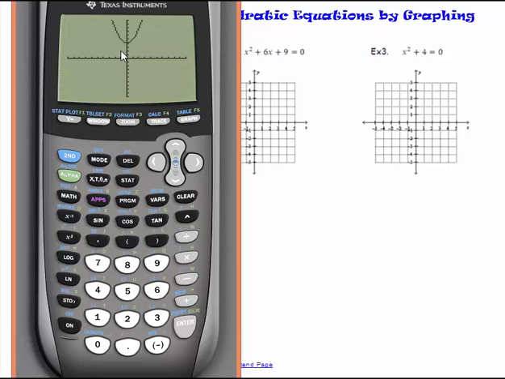Okay, so you would say from the graph that it doesn't go through the x-axis, which means there are no solutions. X does not equal anything because it doesn't go through.